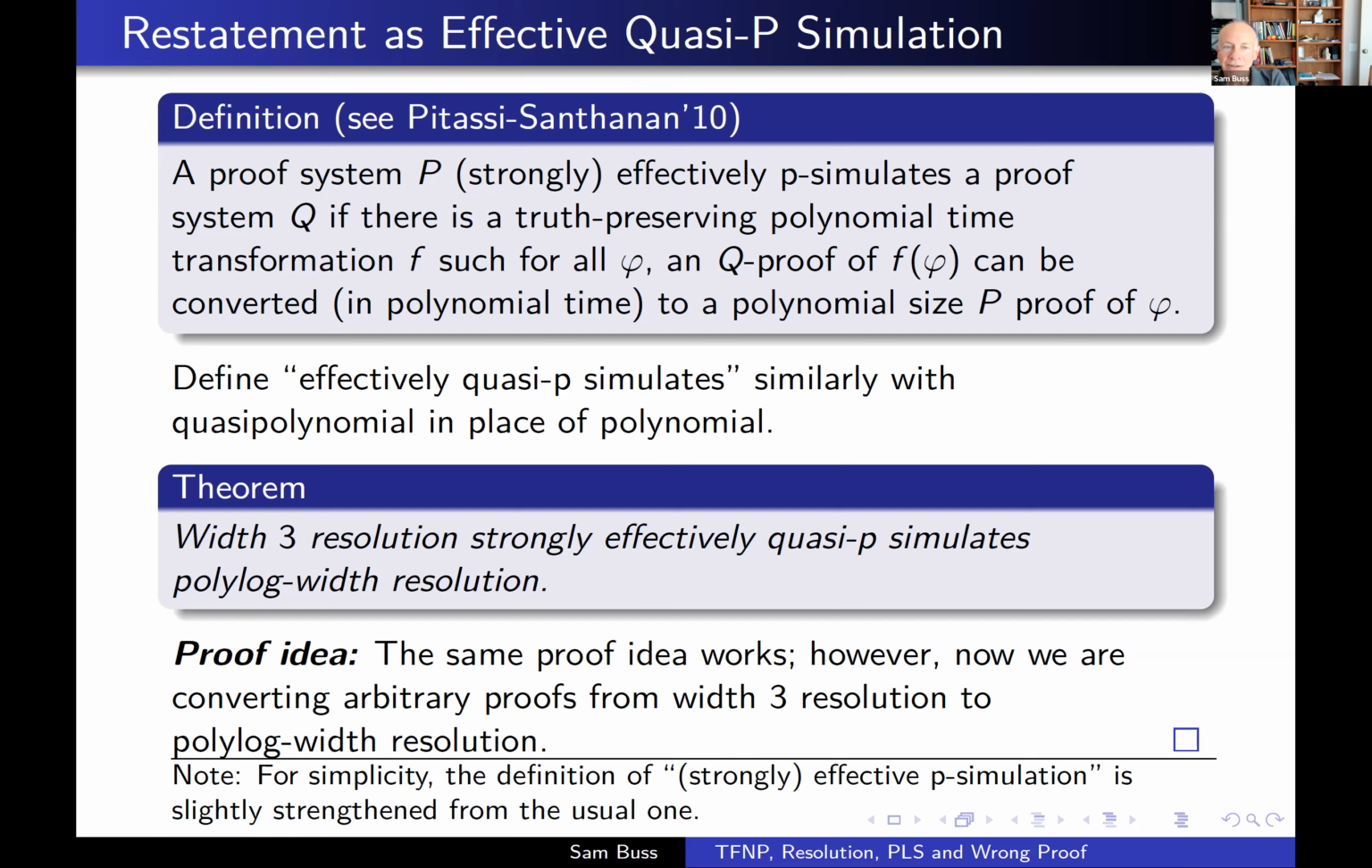Okay, and we can also define effectively quasi-P simulates the same way, just replacing polynomial time with quasi-polynomial time, right? And then the previous proof method I just gave on the last slide shows also that width 3 resolution strongly effectively quasi-P simulates log width resolution by almost exactly the same proof. Which is an interesting observation as well, how this connects back to TFNP. Oh, and a small note here, I've slightly changed the definition here, but it doesn't change anything important, right?